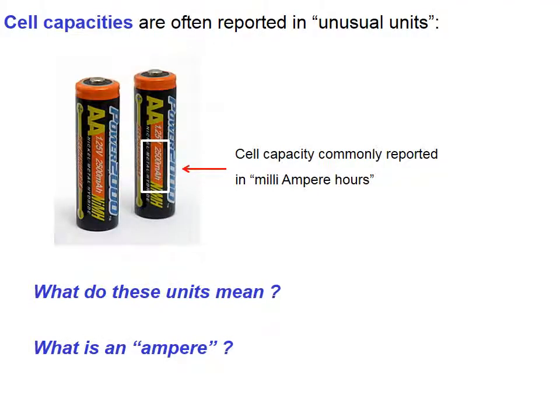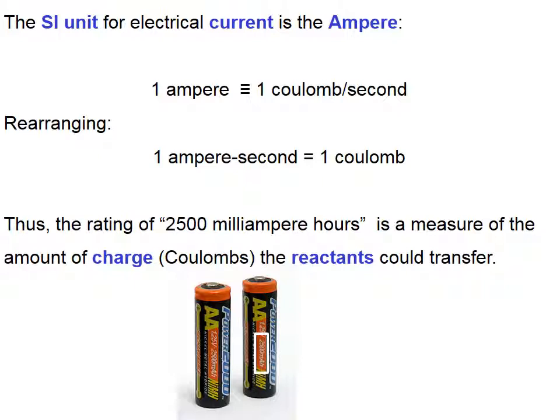Okay, so cell capacities, you've probably noticed, are not reported in joules. They're often reported in funny little units like milliampere hours. So what do these units mean? And in particular, what the heck is an ampere? An ampere is the SI unit for electrical current, and 1 ampere equals 1 coulomb per second, or 1 ampere second equals 1 coulomb.